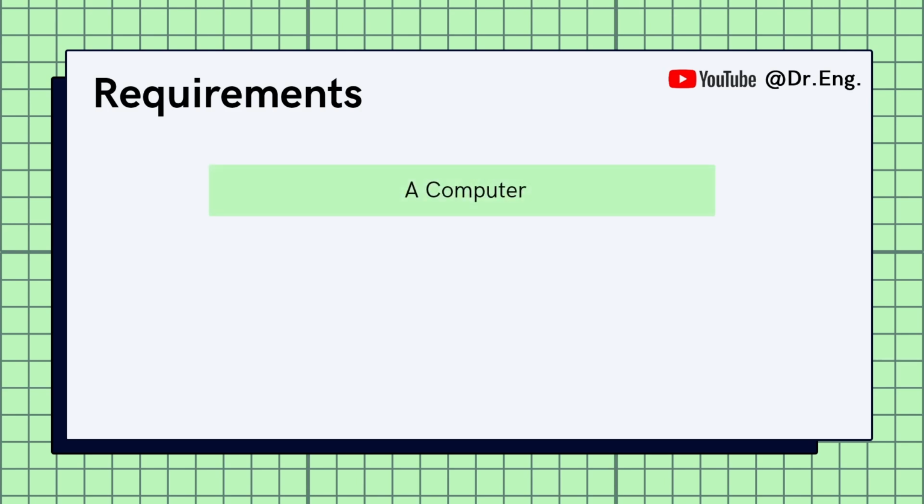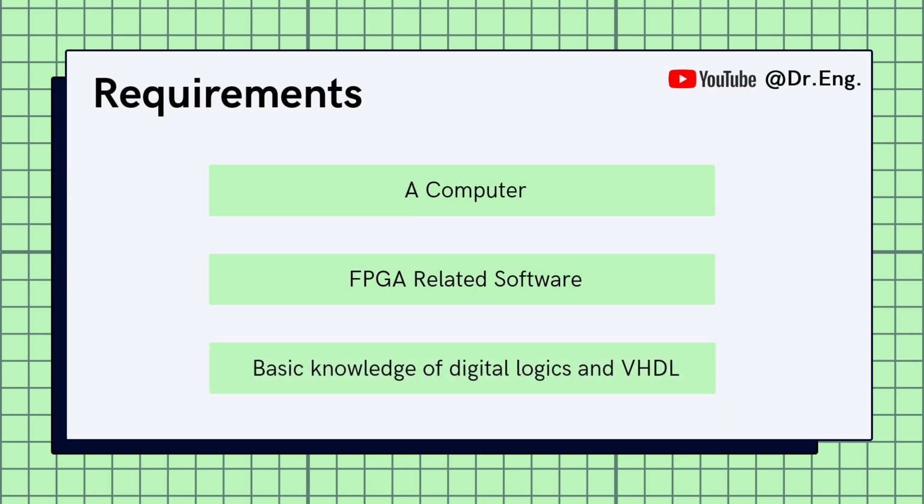A computer, obviously. FPGA-related software. You can use any FPGA software, as long as it can build VHDL code and run simulations for your design. For this tutorial, we will use Vivado. If you want to use Vivado and don't know how to install it, you can go to my channel and find the related video. Third is some basic knowledge of digital logic and VHDL, but don't worry, I'll guide you through the entire process step by step.